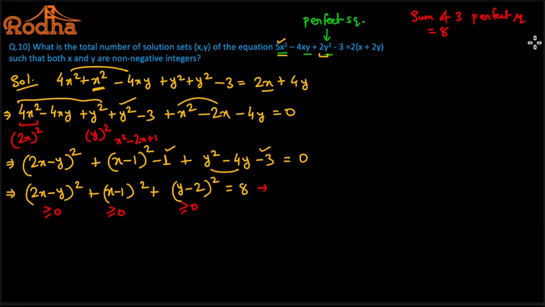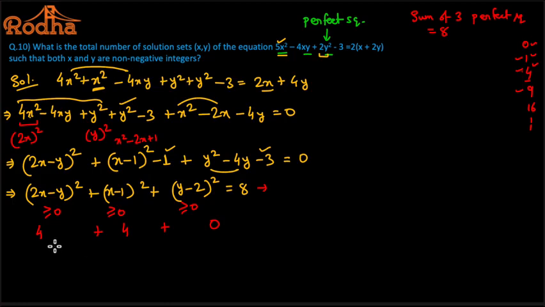If I write all the perfect squares: 0 square is 0, 1 square is 1, 2 square is 4, 3 square is 9, 4 square is 16, like this. The sum of 3 perfect squares is 8. How is it possible? It is only possible when any 2 are 4 and 1 is 0. Can it be 0, 1, 4? No. Can it be 1, 4, 9? No. Can it be 0, 0, 1? No. So the only possibility is 4, 4 and 0.